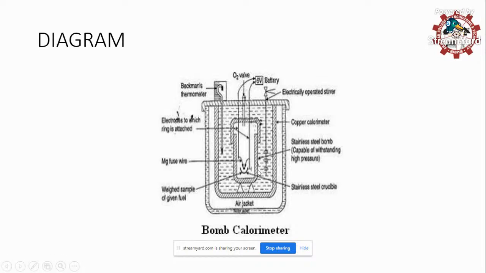So we'll take the bomb, dried, washed, clean one. We'll place it in the copper calorimeter first. We'll arrange the stainless steel crucible. In the stainless steel crucible, for example, let us assume ki we are interested in finding out what the calorific value of a given sample of coal, for example.